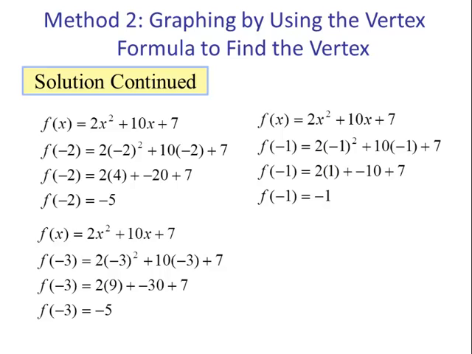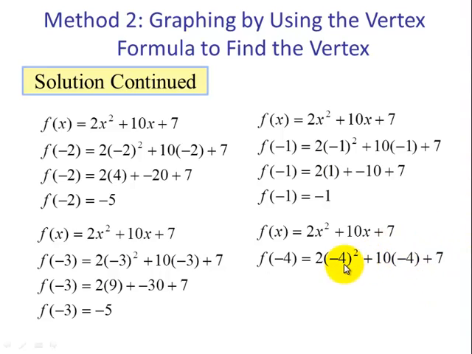To get a point to the left of the vertex, I'm going to use negative 4. So negative 4 squared is 16. 16 times 2 is 32, plus negative 40 plus 7 gives us a value of negative 1. So we have 4 points, and then we have the vertex. We can sketch our parabola.